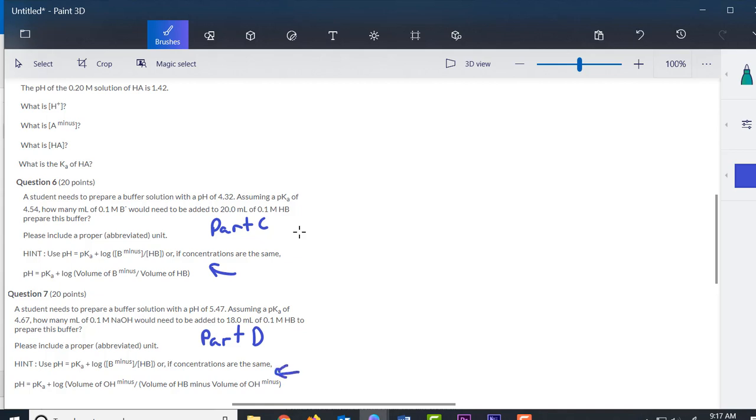So for question 6 here, the situation is that we're preparing a buffer by taking BH over here, and B minus over here, and then adding them together to form a buffer, which is going to be a mixture of BH and B minus. So that's how we're getting our buffer there in part C. And it's important to note that what we're trying to solve for here is, using this equation, the one I'm pointing to here, the volume of B minus.